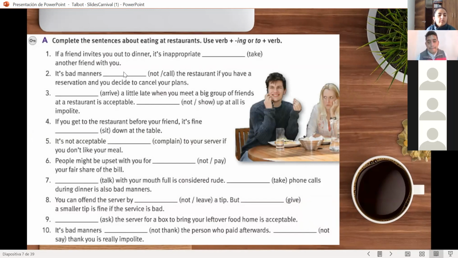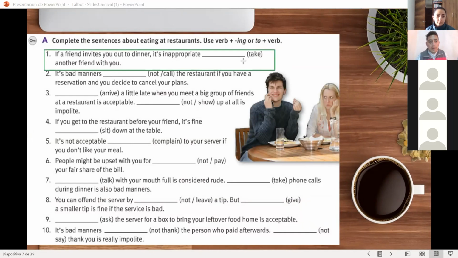Yeah. If a friend invites you out to dinner, it's inappropriate to take another friend with you. Yeah, that's it. Okay, let me write it here. Exacto, es inapropiado llegar con alguien más, ¿no? Con alguien de colado por ahí. To take a friend with you. Okay, thank you, Alex. So let's see from Cassandra.